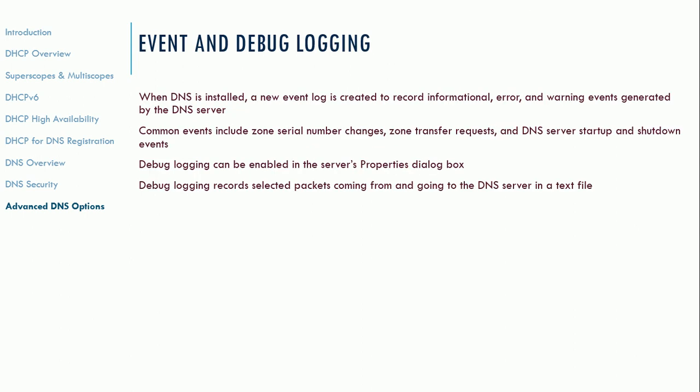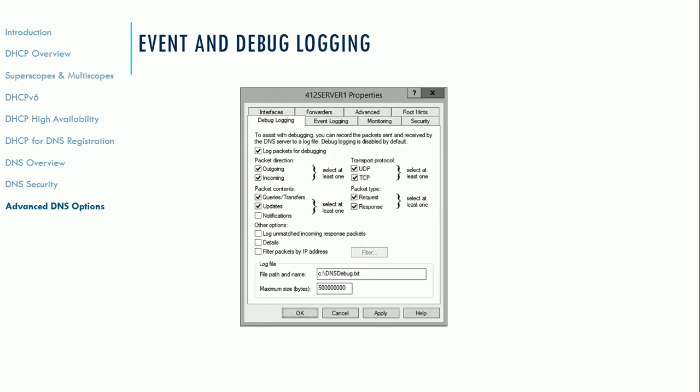You can also enable event logging and use debug logging. So when DNS is installed, you get a new event log, and you have informational, error, and warning events that are generated by the DNS server. So you can view those events in the event viewer, just like most other services. Some common events you might see are zone serial number changes, zone transfer requests, and DNS server startup and shutdown events. Debug logging can be enabled in the server property box, which will give you additional information. So if you're having a problem with DNS, you would want to go in and enable debug logging for DNS.